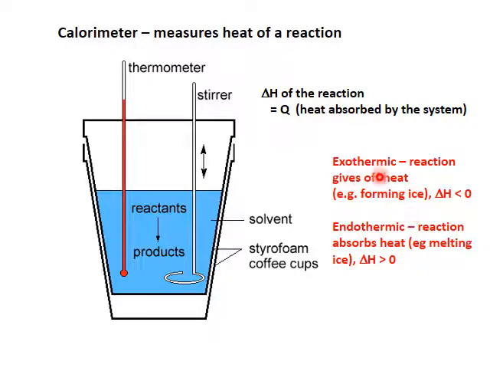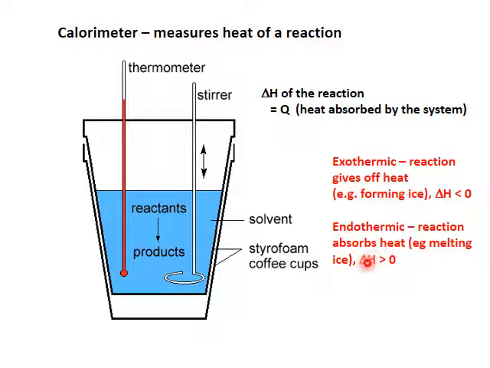So exothermic reactions are defined as those that give off heat. This would be an example if you form ice, and your delta H is less than 0. If it's endothermic, the reaction is absorbing heat, and this is melting ice. This is breaking bonds, and the delta H is greater than 0. So these are terms that we've seen before, and I'm just reintroducing them to you here.